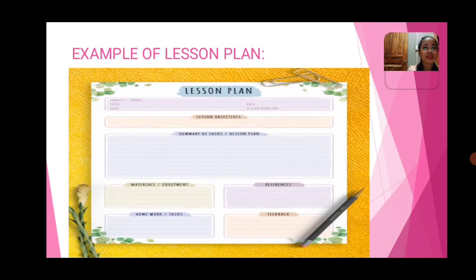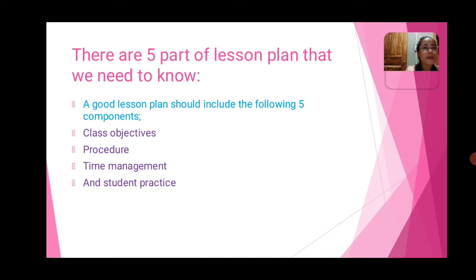So, I have here an example of a lesson plan. As you can see, this is one example of a lesson plan. Next, there are 5 parts of a lesson plan that we need to know. A good lesson plan should include the following 5 components. First, class objectives. Second, procedure. Third, time management. And the last is student practice.